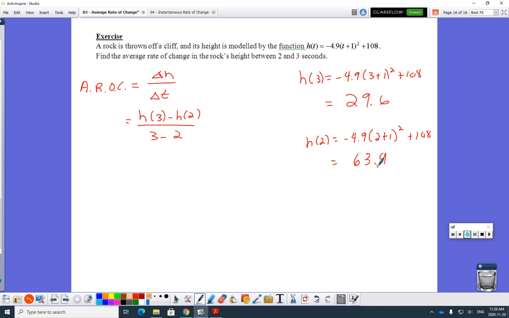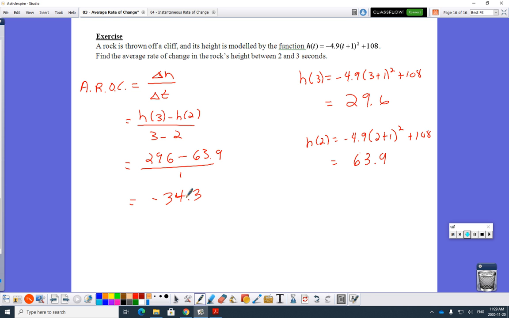Now I'm ready to go back to here. I found the height at time 3. It was 29.6. I found the height at time 2. It was 63.9. I've done that little simplification on the bottom. And look at this. It's my favorite moment in the whole lesson. 29.6 subtract 63.9, negative 34.3.